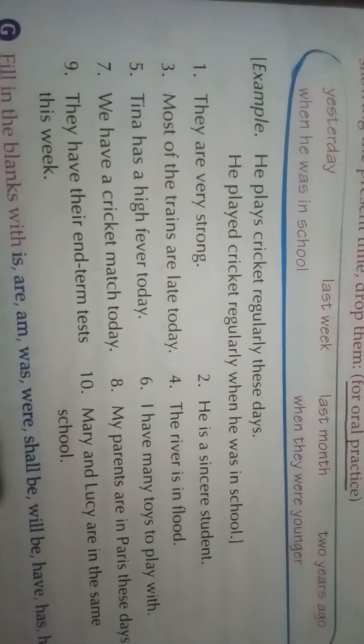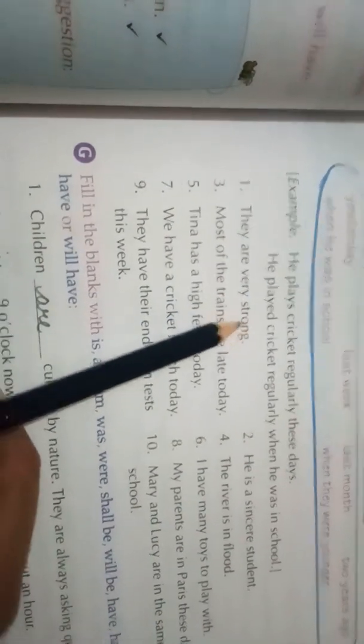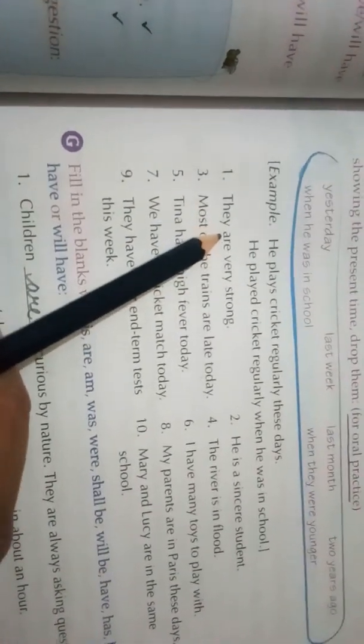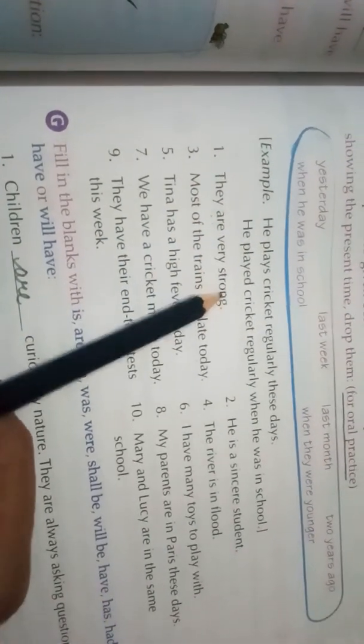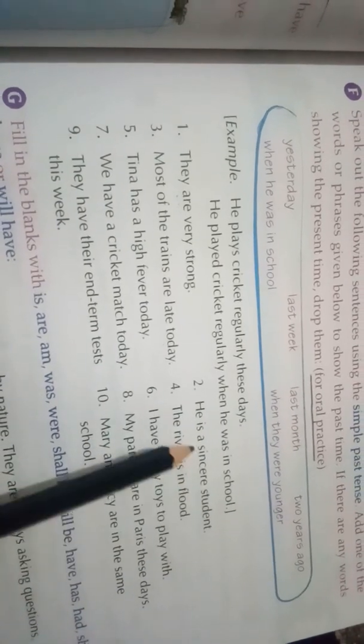One example they have given: he plays cricket regularly these days. Now here, they are very strong. You have to change it to the past tense. Instead of are, we'll write were. They were very strong when they were younger. Second, he is a sincere student. Instead of is, you will write the past tense was. He was a sincere student when he was in school.